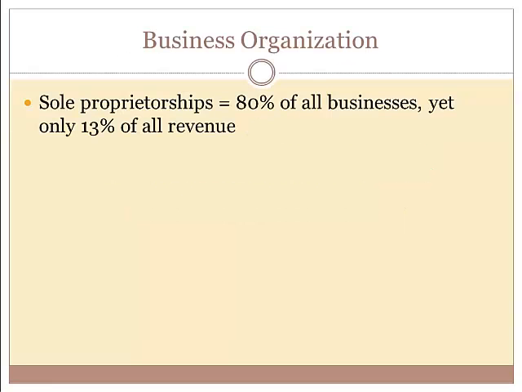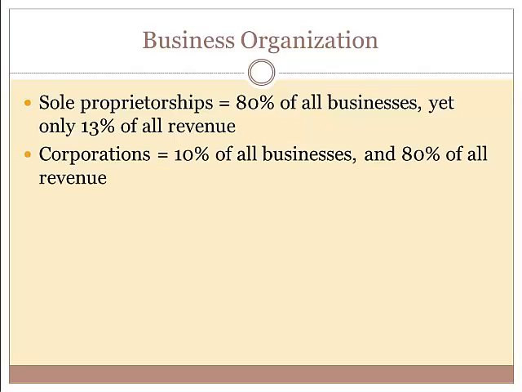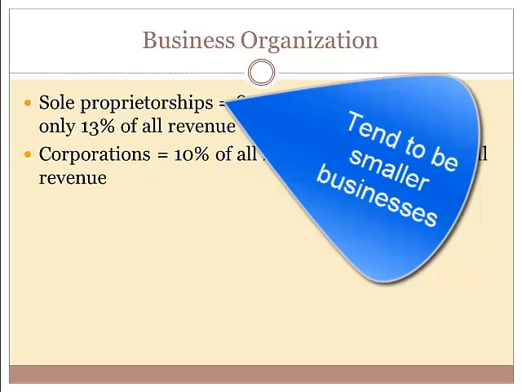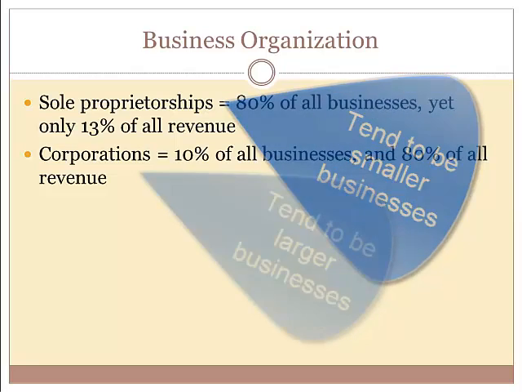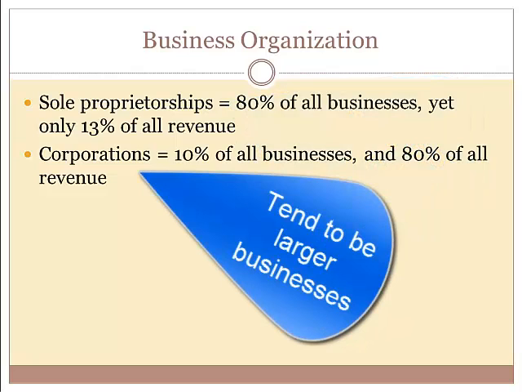In the United States, 80% of all businesses are sole proprietorships, yet they bring in only 13% of all revenue. At the other end of the continuum, we have corporations being only 10% of all businesses, yet they bring in 80% of all revenue. And this makes sense because if you think about sole proprietorships, typically they tend to be mom and pops and small businesses, whereas when we think about corporations, as a generalization, they tend to be much larger.